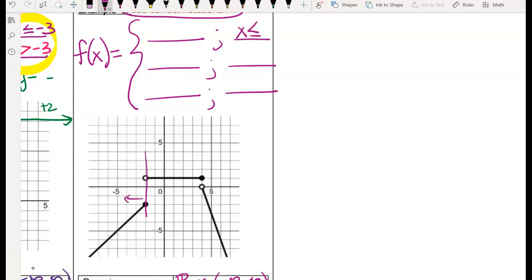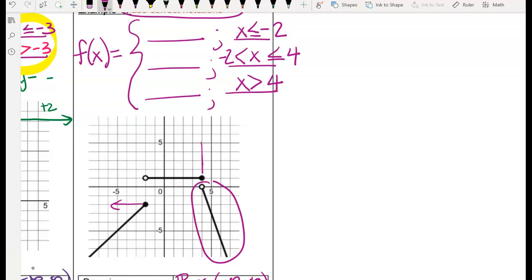And equal to, since that is a closed circle, okay? This is a closed circle, so that's why x is less than or equal to negative 2. This one right here, x is in the middle. It's bigger than negative 2, but at the same time, it's less than or equal to 4. Then this third piece over here is going to say that x has to be bigger than 4, non-inclusive, because it's an open circle. So that's how you get the domain of those pieces.